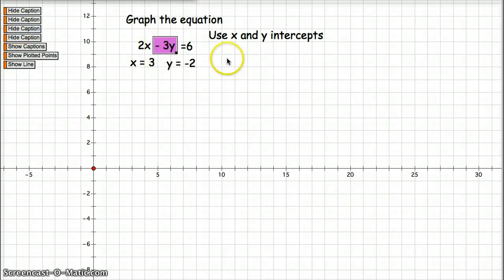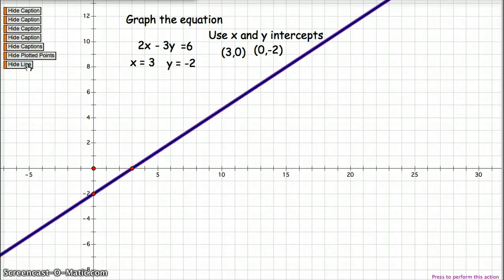So now this standard form equation right here has given us an x-intercept and a y-intercept, which is 2 points on our graph. So the next thing we want to do is go ahead and plot those points, (3, 0) and (0, -2). Plot those points right here. All you need is 2 points to create a line. So once I have those 2 points, I just draw my line straight through. And that's how you graph using the standard form of a line, ax plus by equals c.